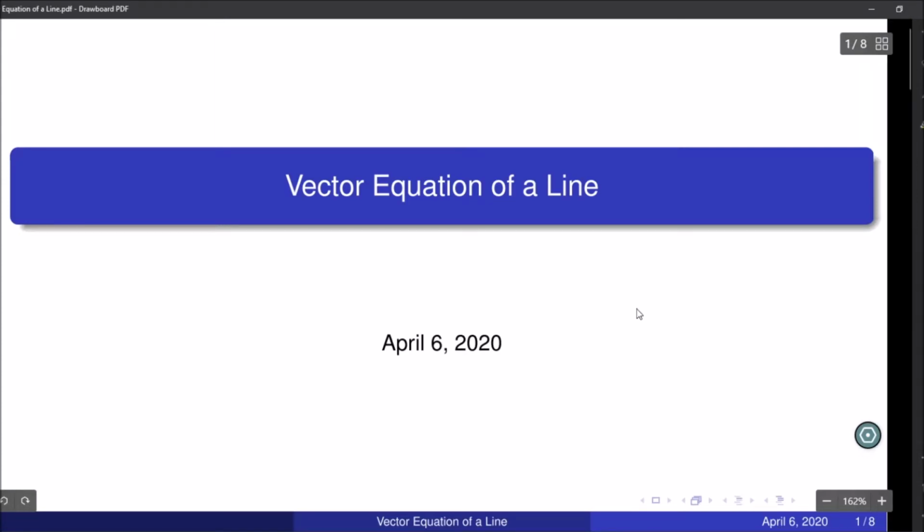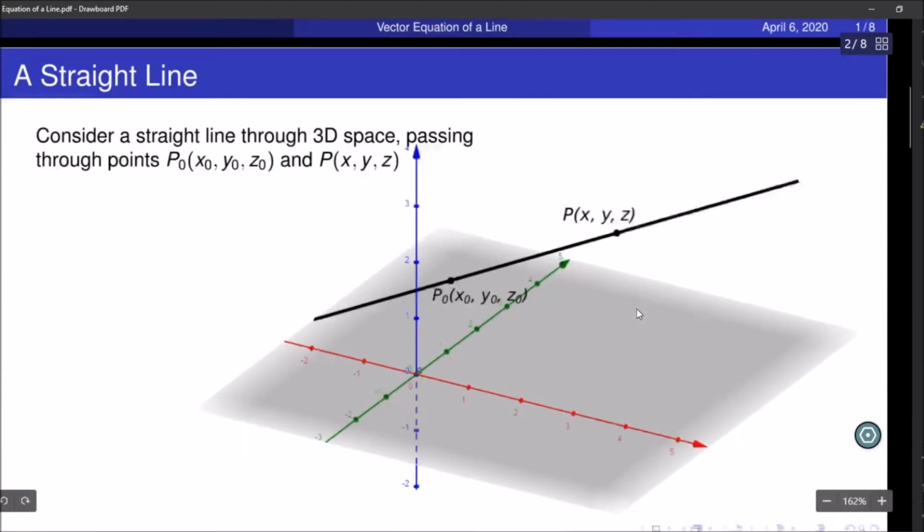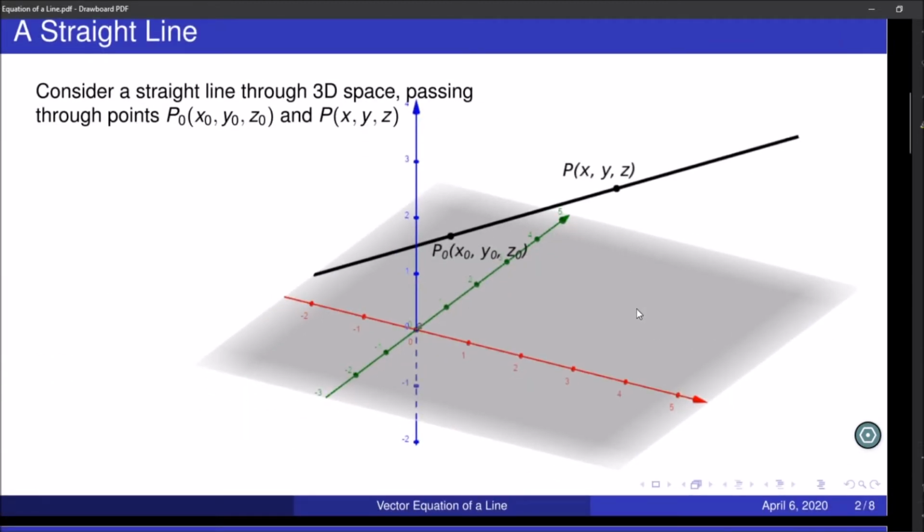Hi everyone, today we are going to have a look at a vector equation of a line. So consider a straight line passing through 3D space, defined by 2 points, P0, P.